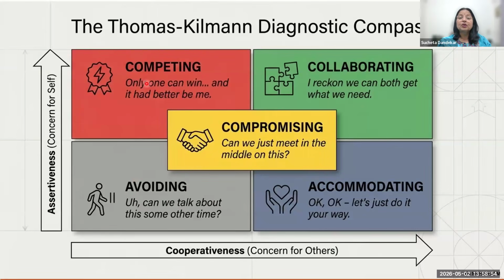The third component could be competing. Only one can win. That is your strategy, and it had better be me. So you will assert high assertiveness. At the same time, you could be collaborating. You can say, I reckon we can both get what we need. And the fifth component that Thomas and Kilmann described was compromising. Can we just meet in the middle on this, where we both have a win-win situation? So this is the diagnostic compass that they put forward.